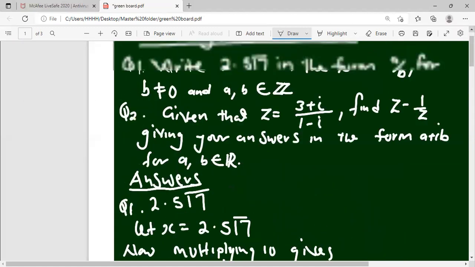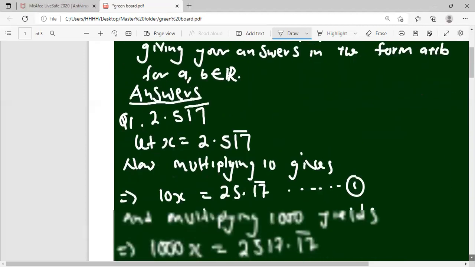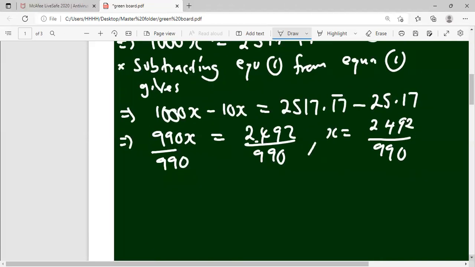We are saying given that z is equal to 3 plus i divided by 1 minus i, find z minus 1 over z, giving your answers in the form a plus ib. Take note, these are complex numbers, right? For a and b are real. So what do we do? To deal with complex numbers, we need to be familiar with the concept of rationalizing the denominator.